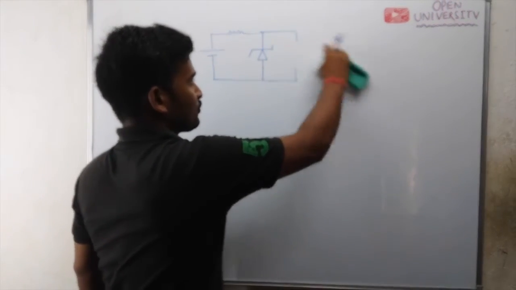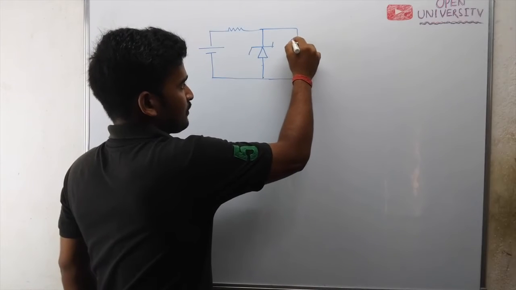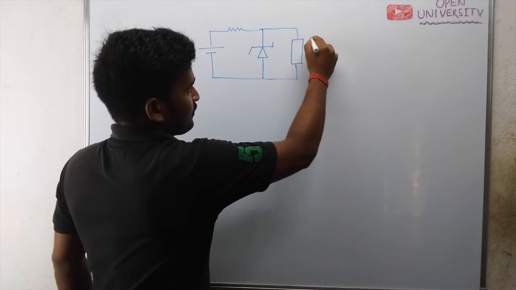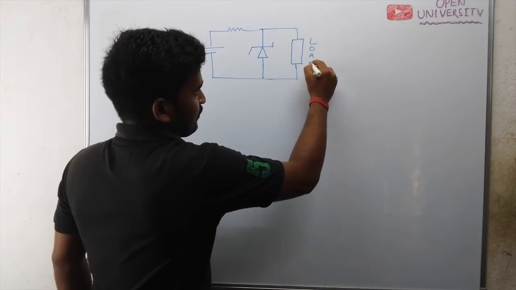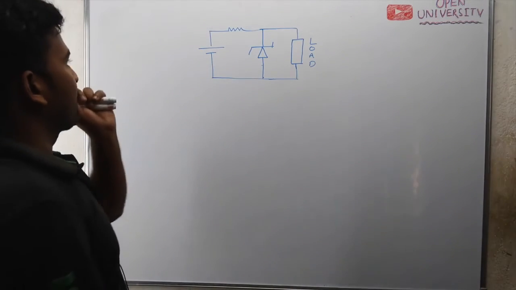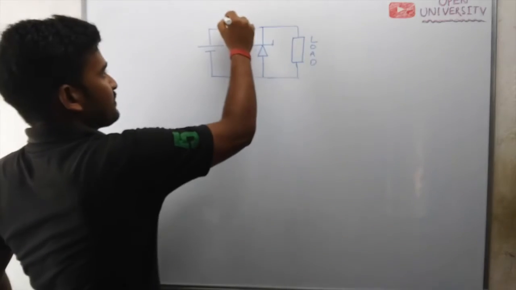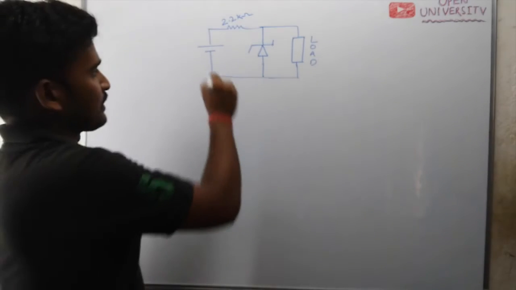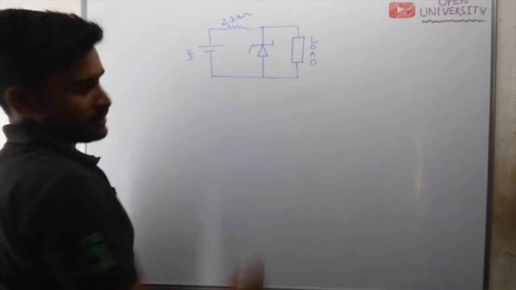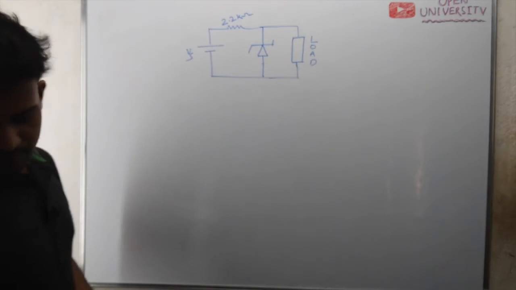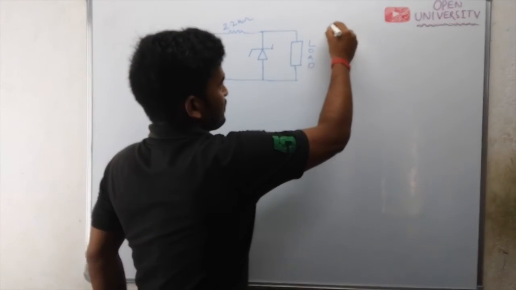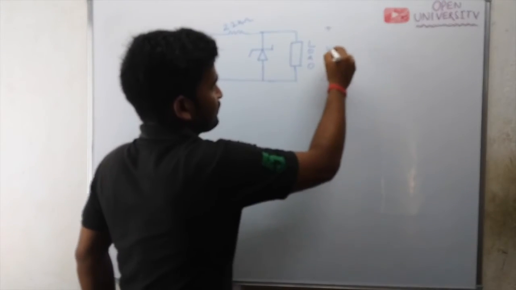This is your load, just given like this. Okay, load. RS value is given to be 2.2 kilo, and this is your supply voltage Vs, and this is your output voltage V naught.